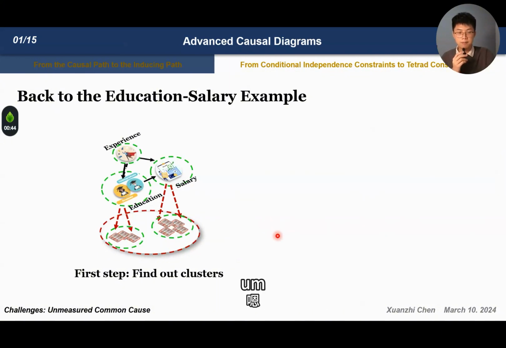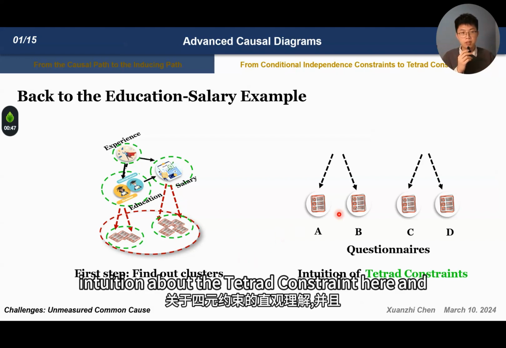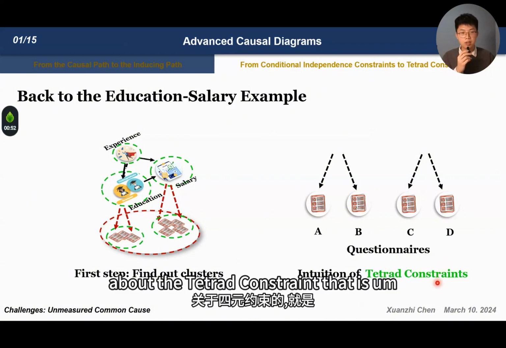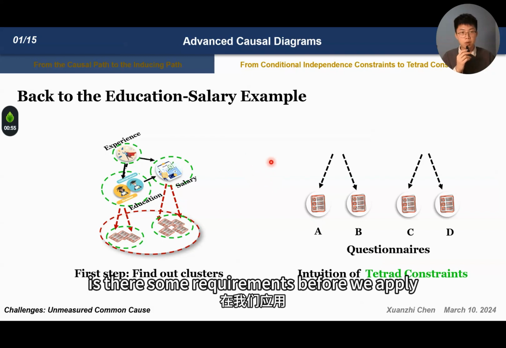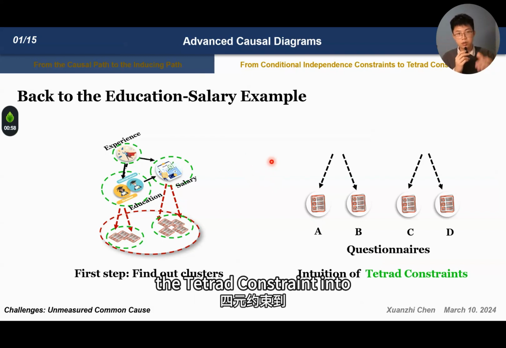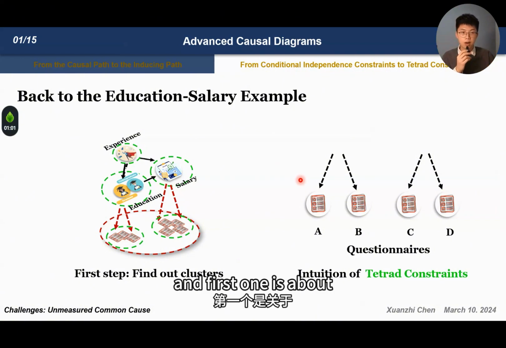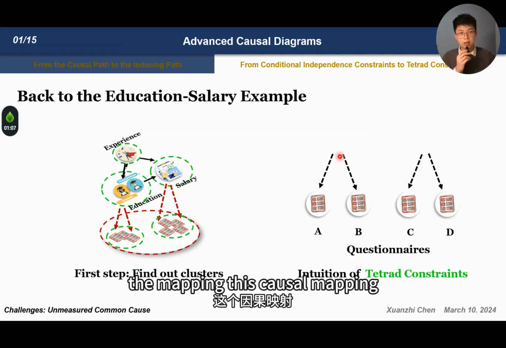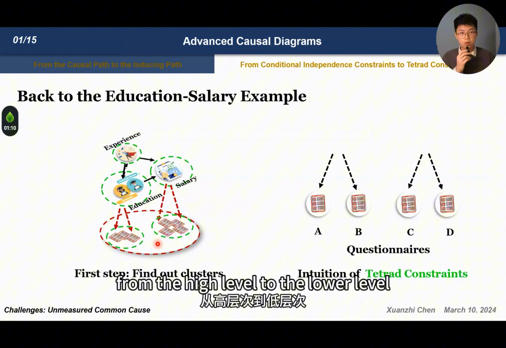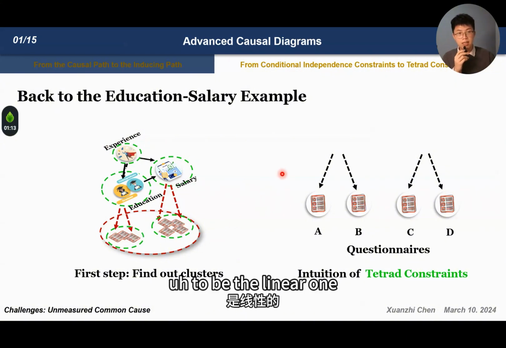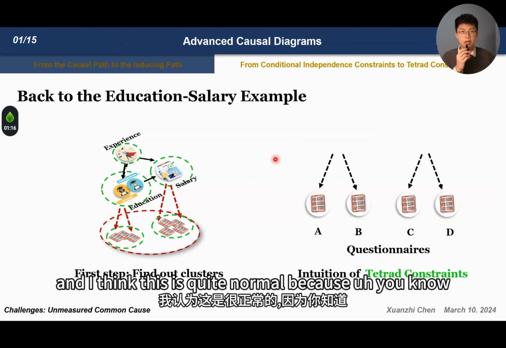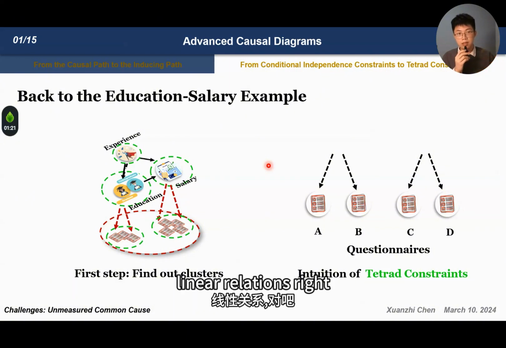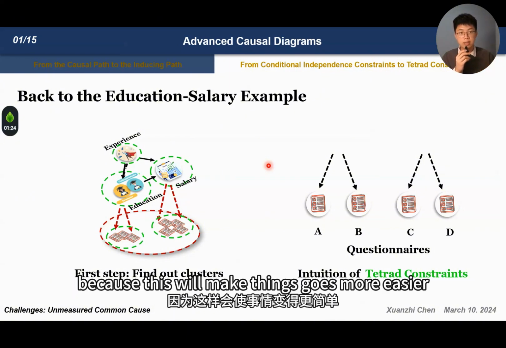So let me give you some intuition about the tetrad constraint here, and maybe we should talk about the assumptions about the tetrad constraint. That is, there are some requirements before we apply the tetrad constraints to our causal diagram. The first one is about linearity. That is, we will assume that this causal mapping from the high level to the lower level is a linear one. And I think this is quite normal because, in practice, we tend to assume the relations to be simply linear relations, right? Because this will make things easier.